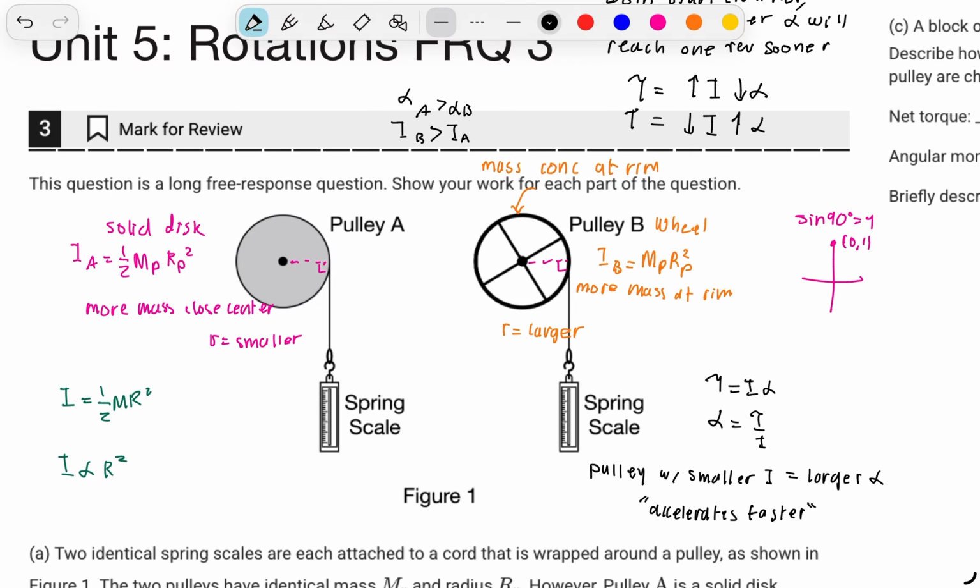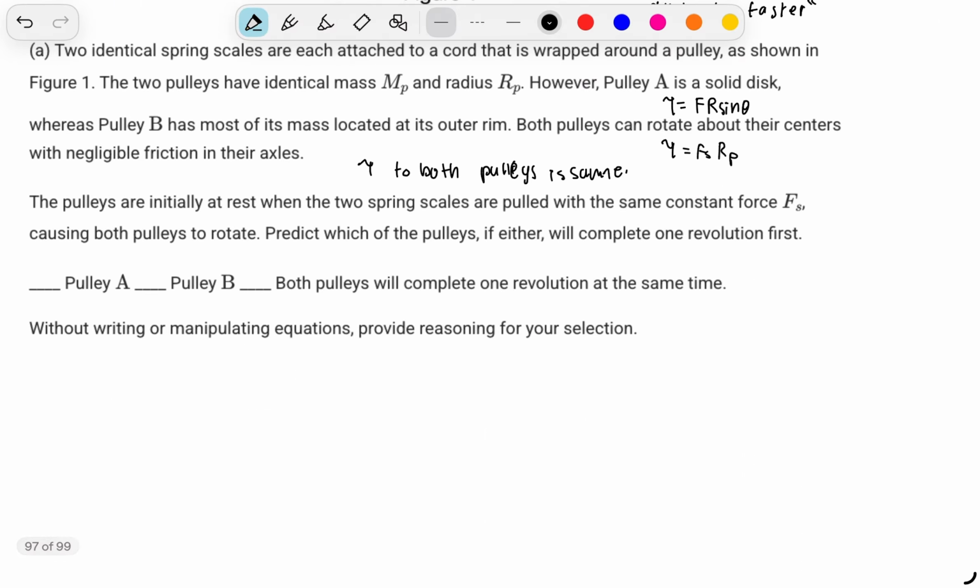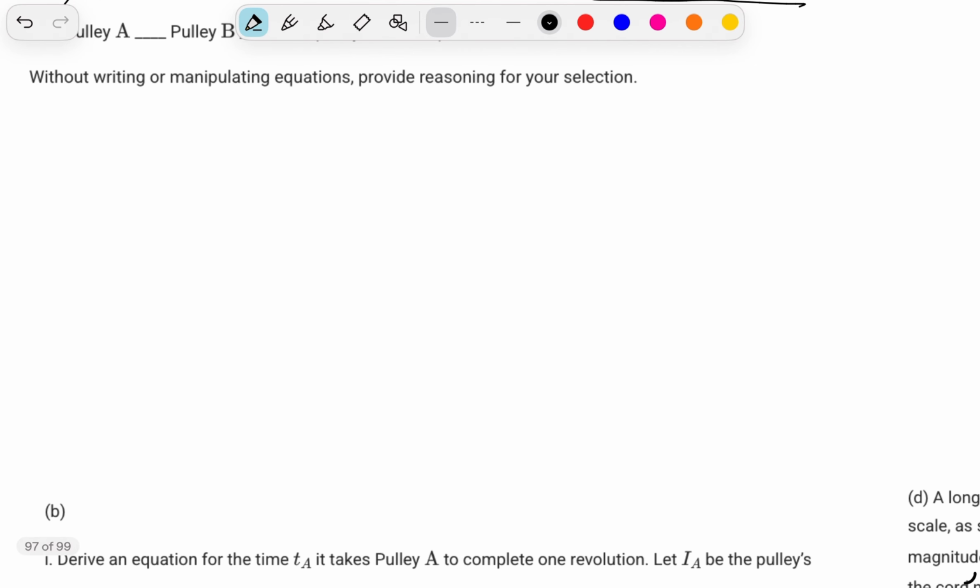So if you increase one, you have to decrease the other, and vice versa. So that's the reason why. So for this answer, you're going to say that pulley A is going to be your answer that will complete one full revolution first. So we can write our explanation out.